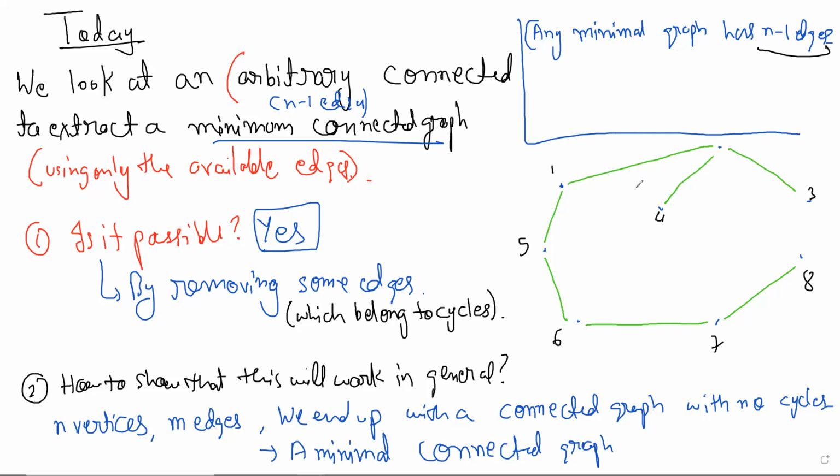Okay. So this is the thing we did. We are seeing that a consequence of this minimal being minimum, or rather, any minimal connected graph having the same size, that is n minus 1. This was the real fact. And a consequence of this is that we can extract a minimum connected graph from any connected graph.